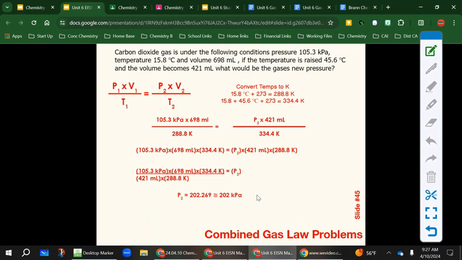All right? Round this to 3 sig figs because every one of our numbers up above except for the 105.3 kPa had 3 sig figs. So again, sig figs are easy in these problems because we are doing multiplication and division with them. Whatever is the smallest amount of sig figs up above, that is the number of sig figs that your answer goes into. Questions?